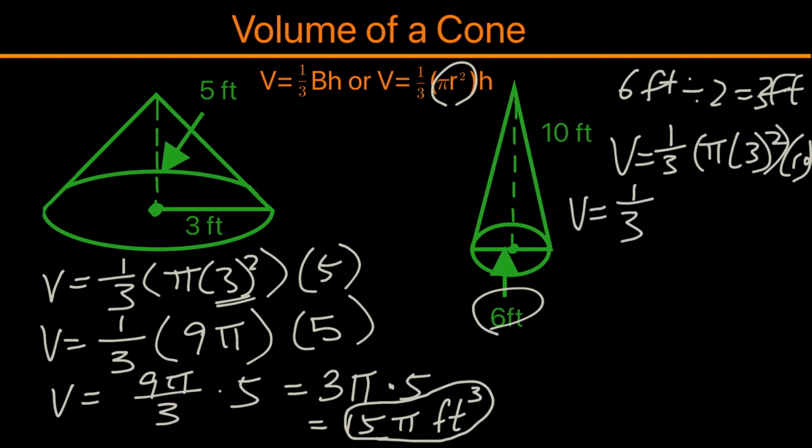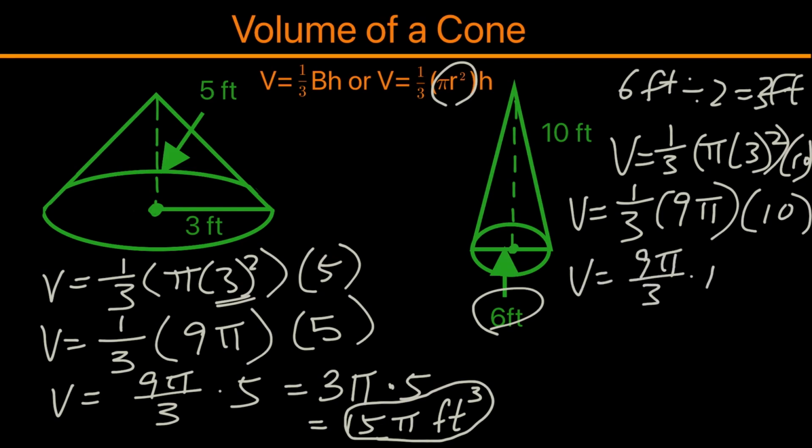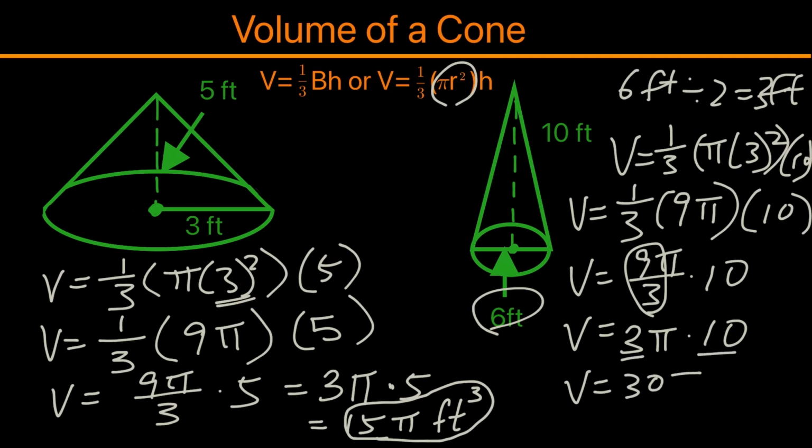Now to rewrite this, we will have 9 pi, then we want to times by 10. Then it will be 9 pi over 3 times 10, and 9 over 3 is 3, so we have 3 pi times 10, and at the end that will become 3 times 10 is 30, so 30 pi feet cubed. So 30 pi feet cubed is the answer for the second example.